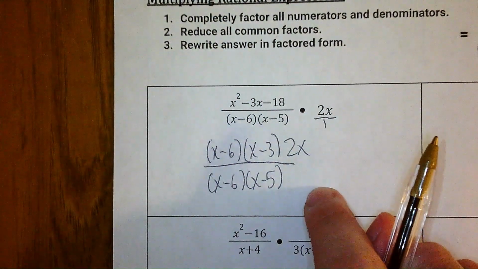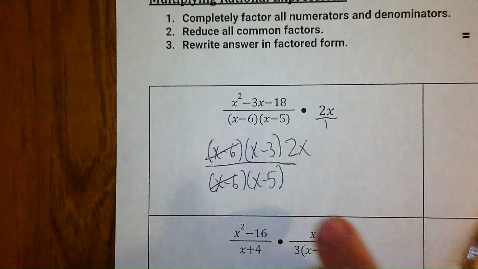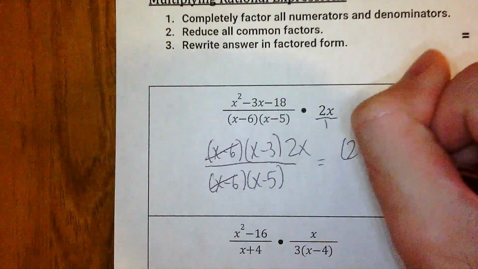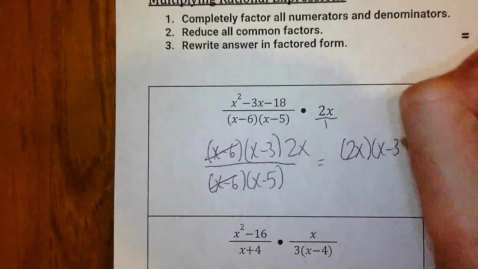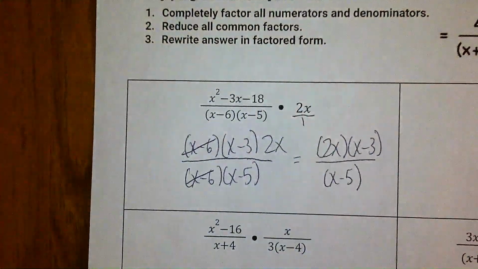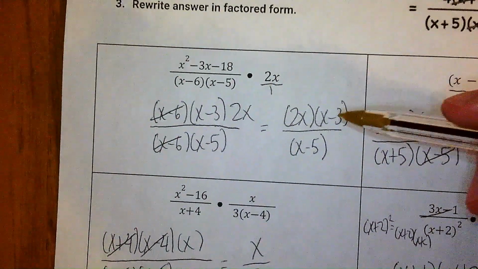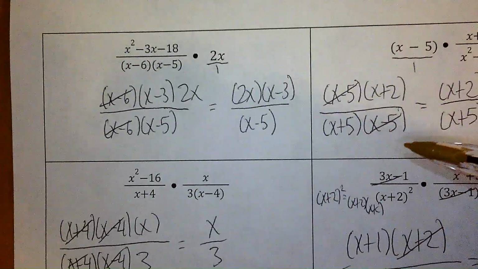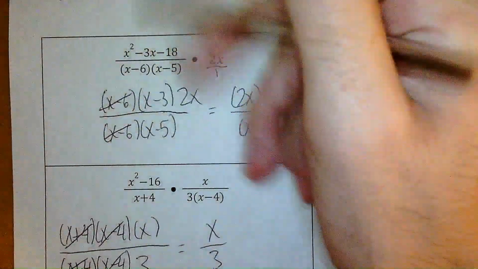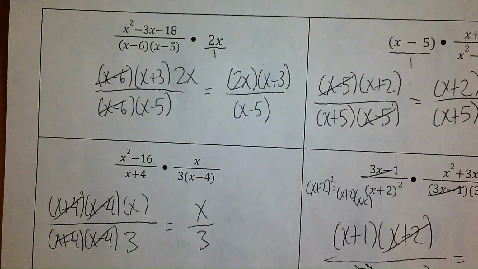Now let's look for common factors. I see x minus 6 in both places, cross it out, and nothing else in common. So to finish, we have 2x, and we have x minus 3, and we have x minus 5. Wait, I made an error. I said the right thing, and then I wrote the wrong thing. So when I factor this top, then the numbers were minus 6 and plus 3. This should be x plus 3, and so should this. Sorry about the confusion.